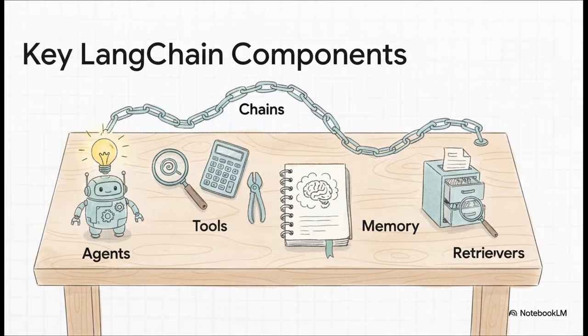And man, this toolkit is loaded with some powerful components. You've got agents, which are like smart dispatchers, figuring out which tool, like a search engine or a calculator, is needed to get the job done. There's memory, so your app can actually remember what you talked about earlier, and retrievers, which help it go out and fetch specific documents or data. It's really like a complete workshop for building your app.